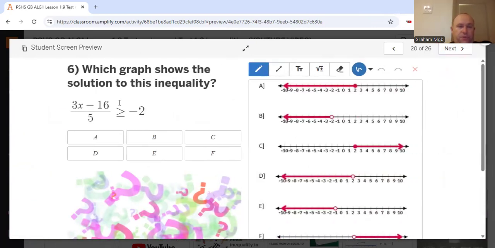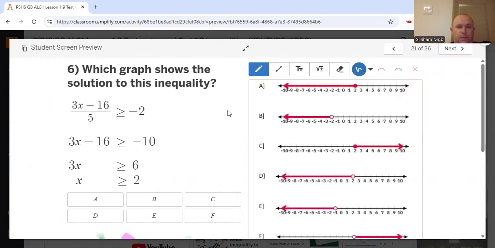Which graph shows the solution to this inequality? And actually, we've got 6 different answers here. So the easiest way is going to be just to solve this and then think about what we would actually draw. So I have it on the next step here. So on the next slide.